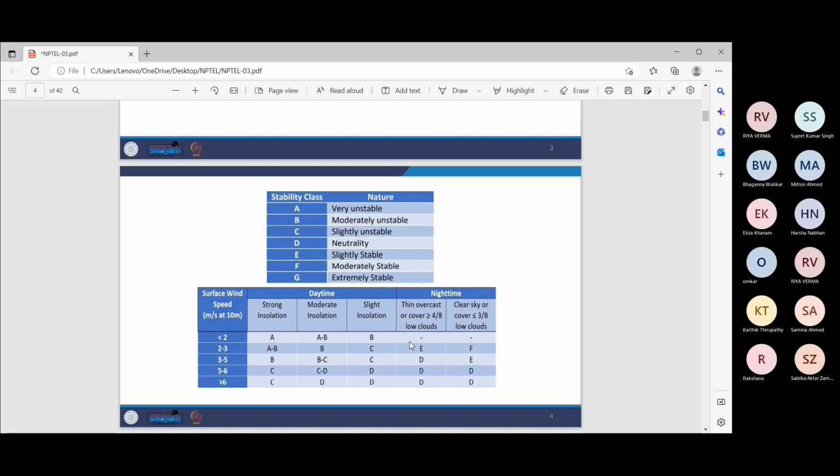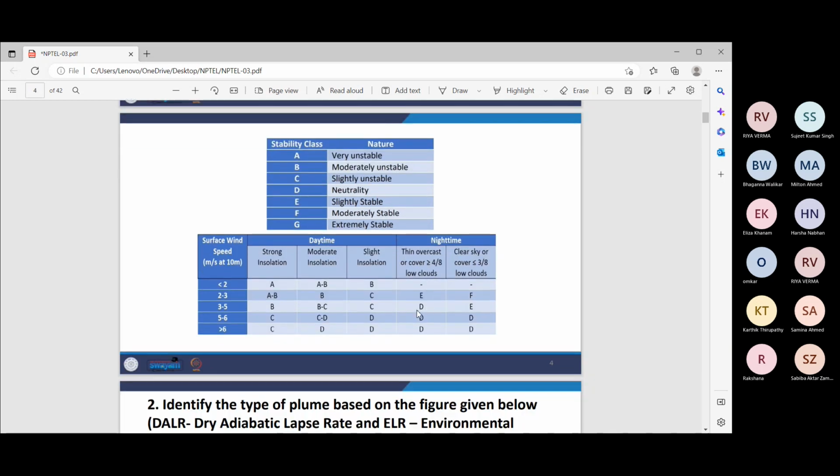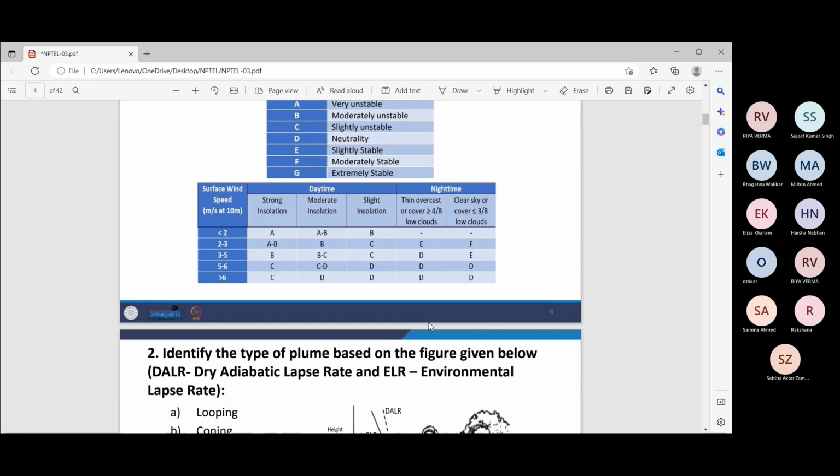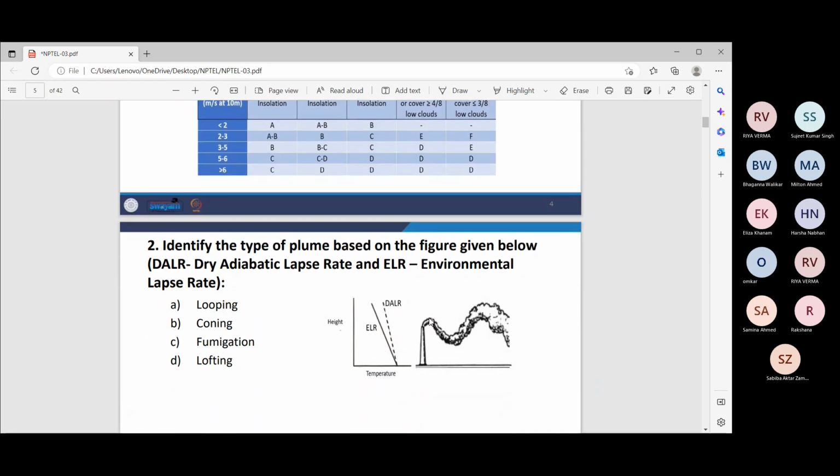I think this topic must have been covered in your class in much detail. So just remember this table. It will be helpful in your questions when the stability class is not given and you have to consider one of the stability classes. Okay, now coming towards the next question.